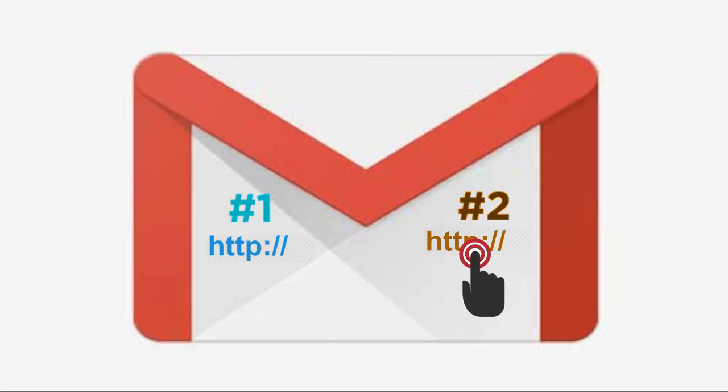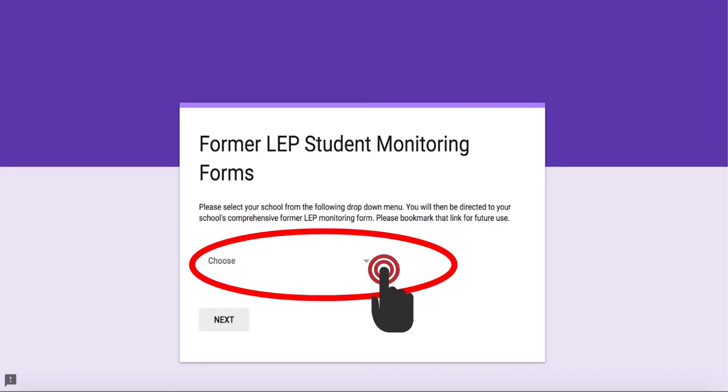Please hand these forms to the student and instruct them to fill it out, and for their parents to fill it out and then to hand it back to you. Once students hand the forms back to you, then open up the same email and click on the second link. After clicking on the second link, a window will appear which says Former LEP Student Monitoring Form.